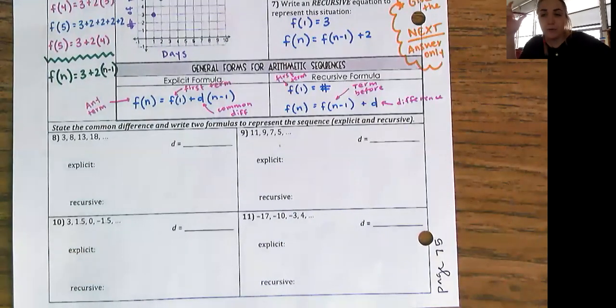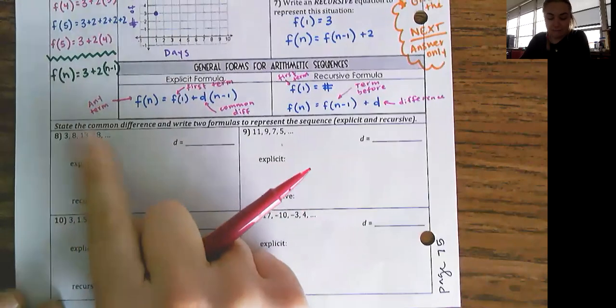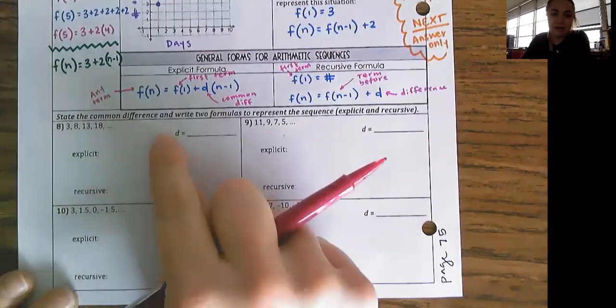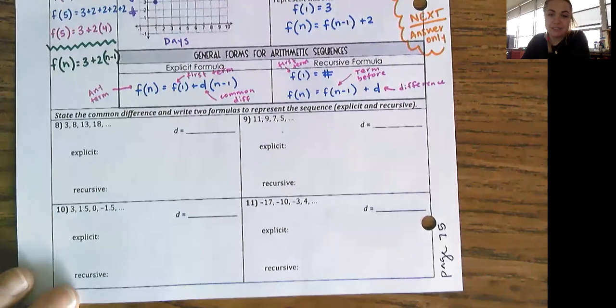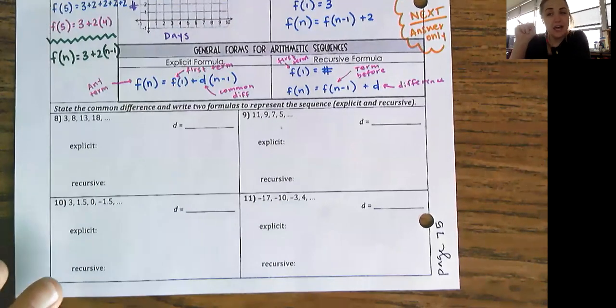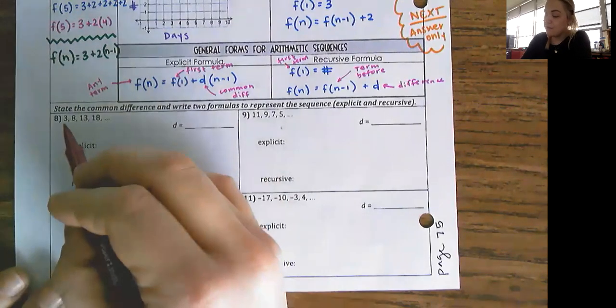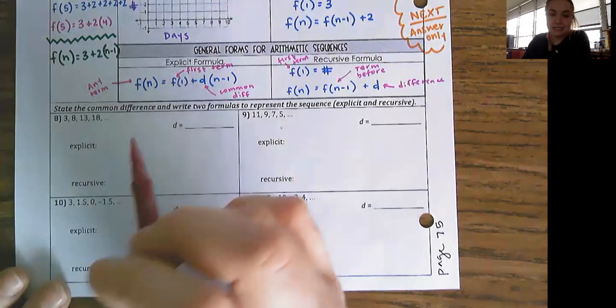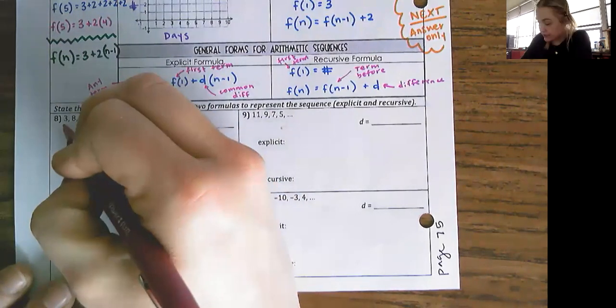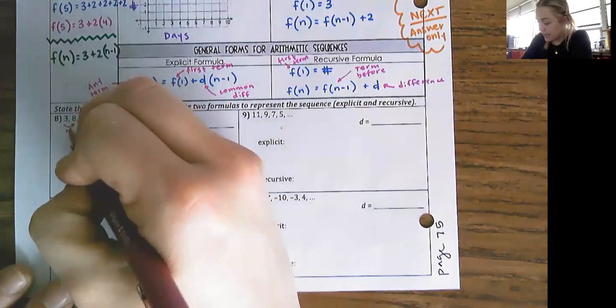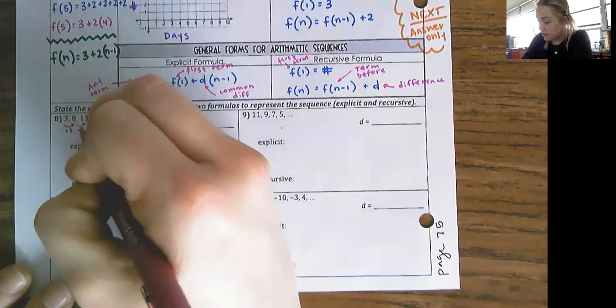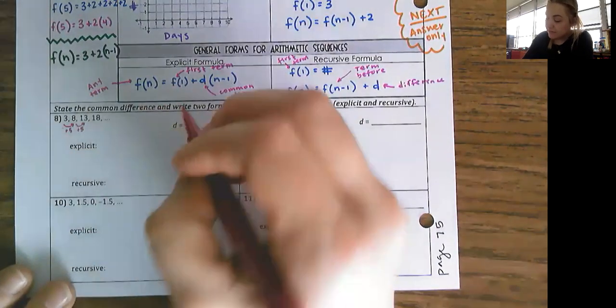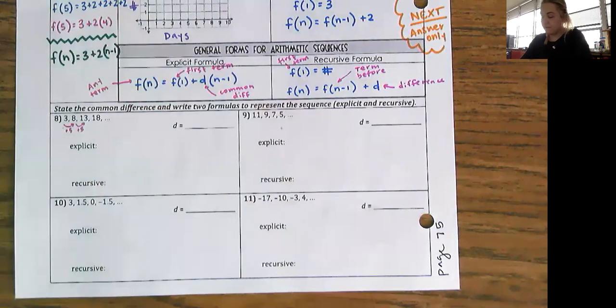And before your brain explodes from so much information, let's go through some examples. We are going to start with number 8. It says state the common difference and then write the two formulas to represent the sequence. You need an explicit formula and you need a recursive formula. So let's start by finding the pattern. How do you go from 3 to 8 to 13 to 18? If you notice here, we are always adding 5. Okay, so our common difference is going to be 5.